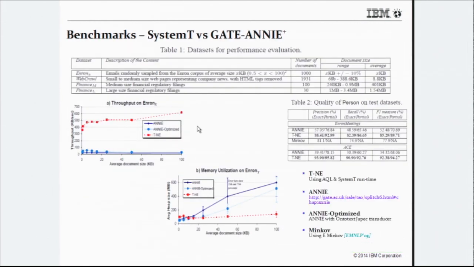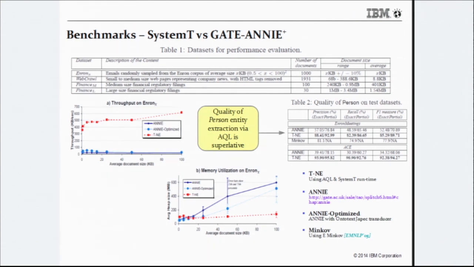Finally, this is a slide where we would like to demonstrate how System T performs with a well-known open source information extraction system out there, which is GATE, General Architecture for Text Engineering. They have something called ANNIE within them, which is a comparative information extraction system. They even have an optimized version of ANNIE with the Onto Text Transducer.